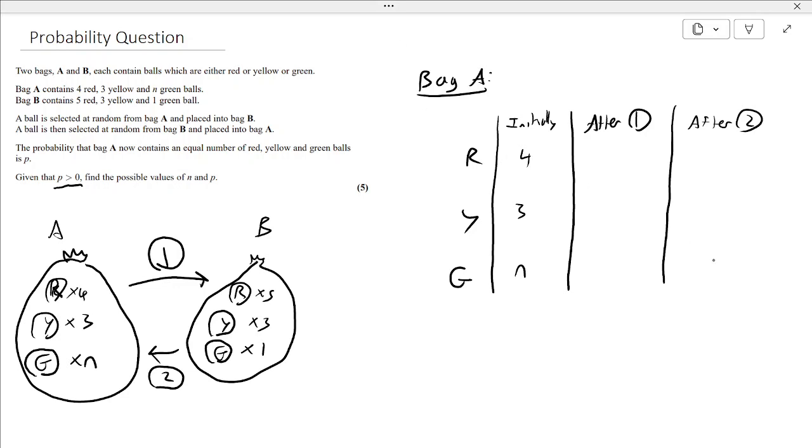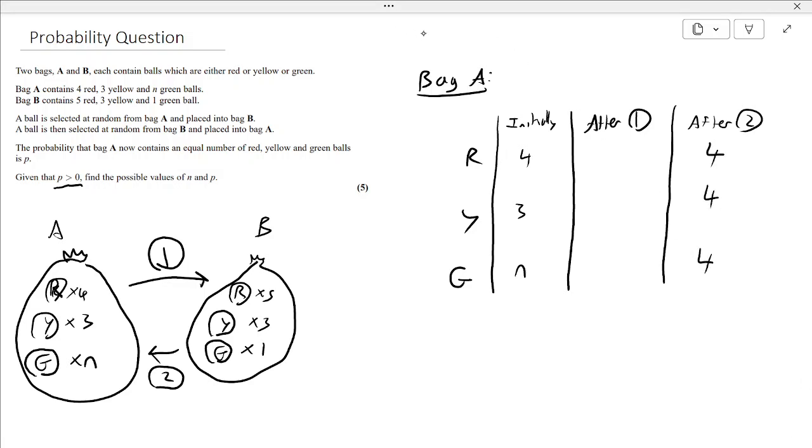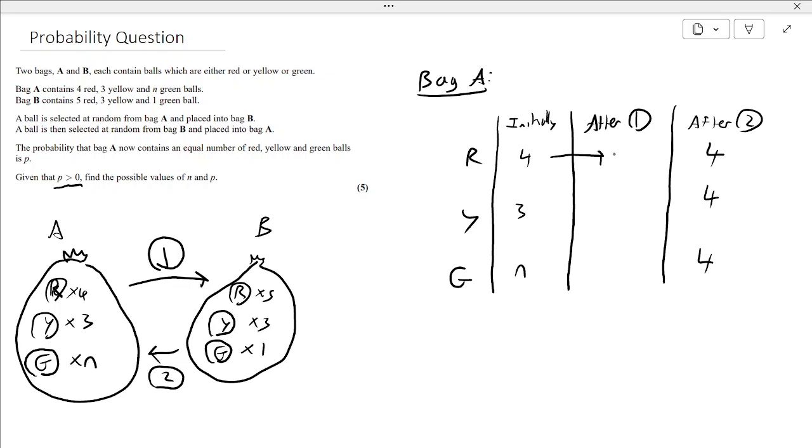One possibility is we're actually going to end up with 4 of every single colour. Now this is possible. So initially what can happen? Well, in this case, you would not want to lose a red ball initially from bag A into bag B, because then you would end up with 3 reds and the other numbers have to stay the same. And I can't increase both the red from 3 to 4 and the yellow from 3 to 4. I'm only moving 1 ball.